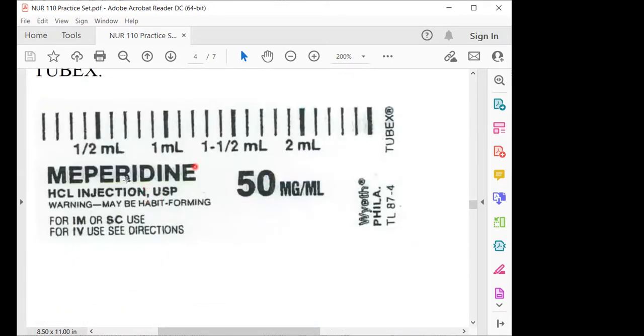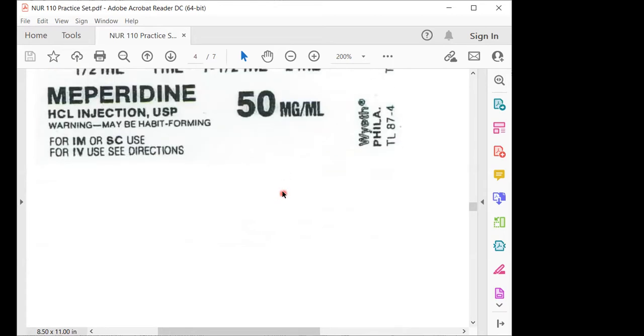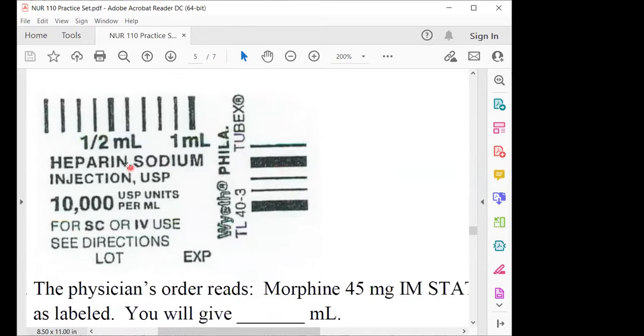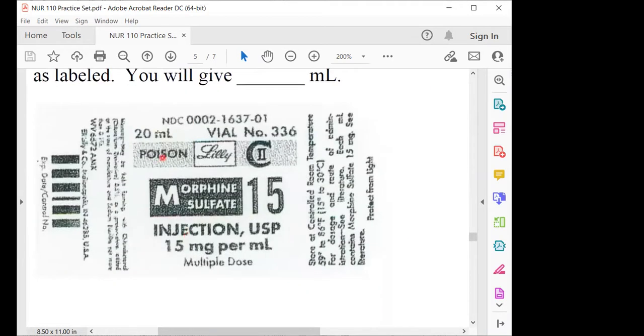Here's that Tubex again. This is meperidine. 50 milligrams per milliliter is the concentration, is the strength. Here's heparin. Heparin is available in this particular Tubex as 10,000 units per milliliter. And then finally, morphine. You see the whole vial is 20 milliliters. It tells you it's a poison. Morphine sulfate is 15 milligrams per milliliter. So you know what to use when you're doing your calculations.